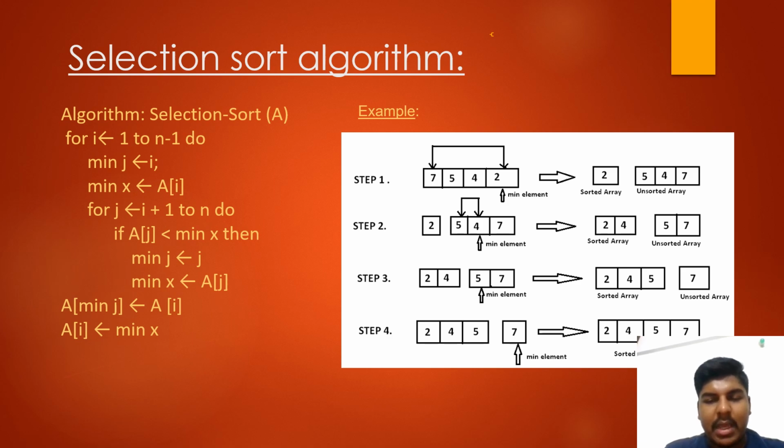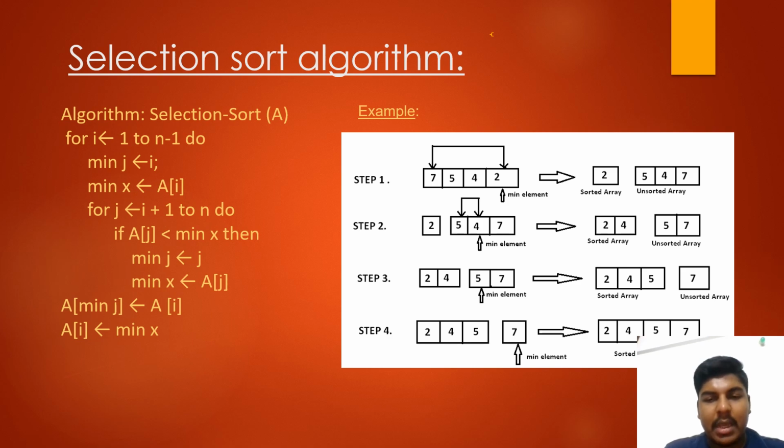In the next step, 2 is already sorted and it is placed in the minimum position. The next element is 5 and it is compared with 4. So 4 is less than 5, so the positions are swapped. So now the sorted array becomes 2 and 4. The unsorted array is 5 and 7.